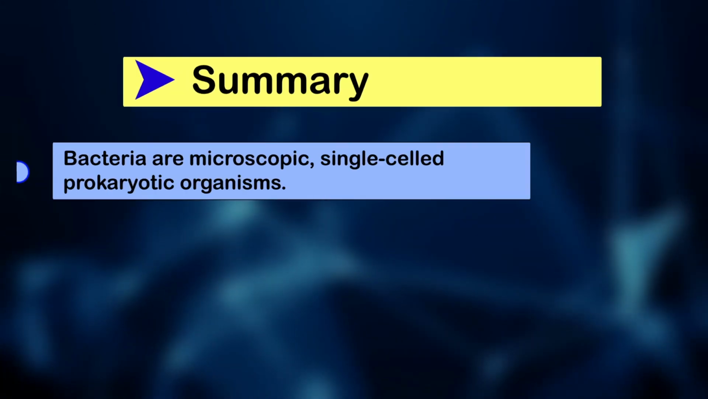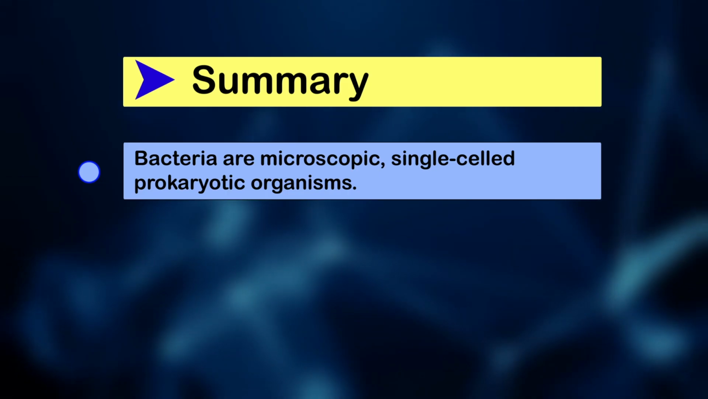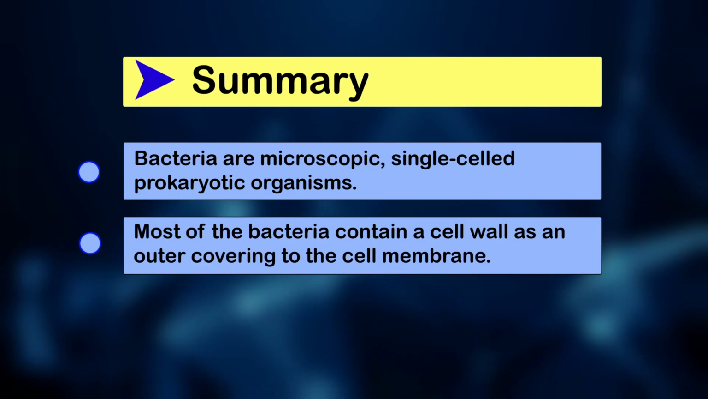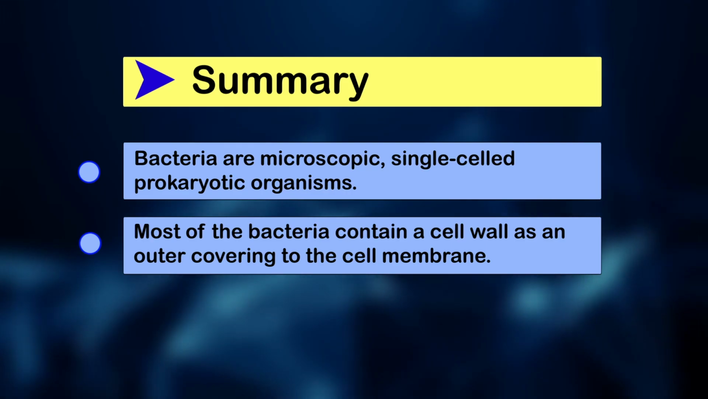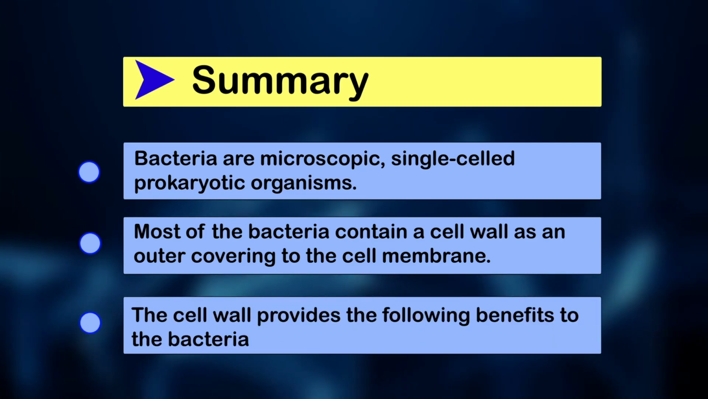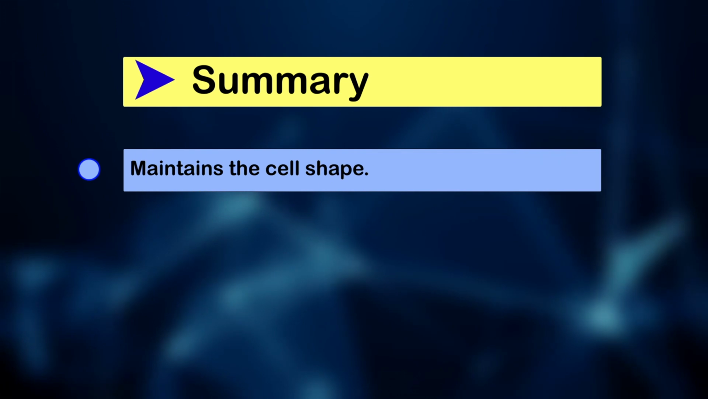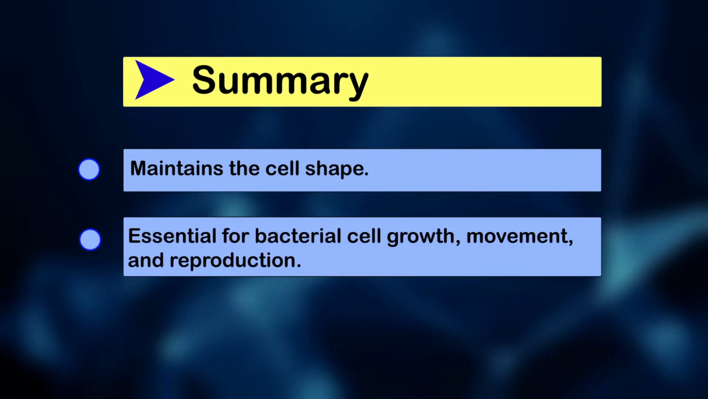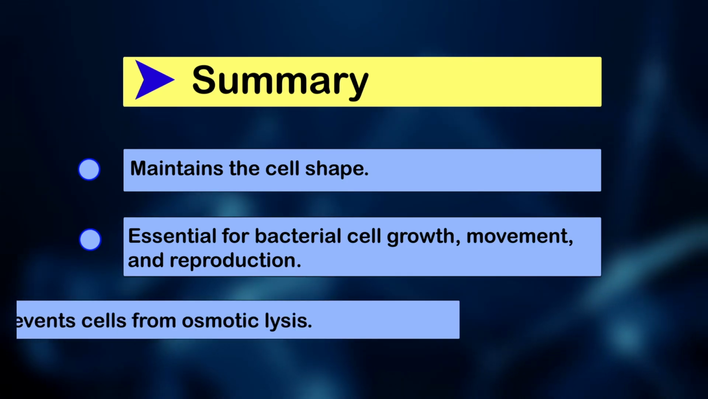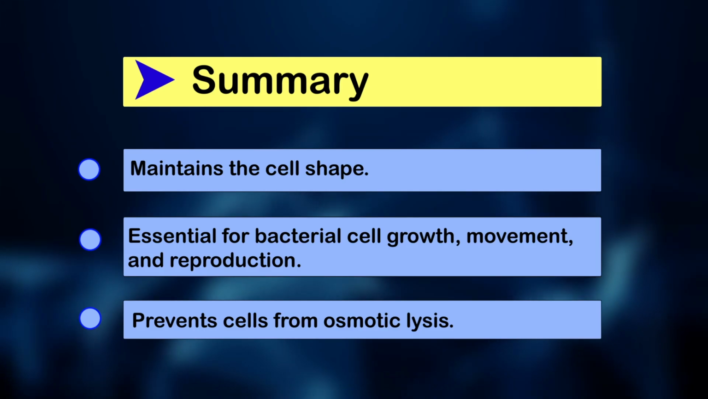Summary: bacteria are microscopic single-celled prokaryotic organisms. Most bacteria contain a cell wall as an outer covering of the cell membrane. The cell wall provides the following benefits to the bacteria. It maintains the cell shape, essential for bacterial cell growth, movement and reproduction. The cell wall also prevents osmotic lysis.